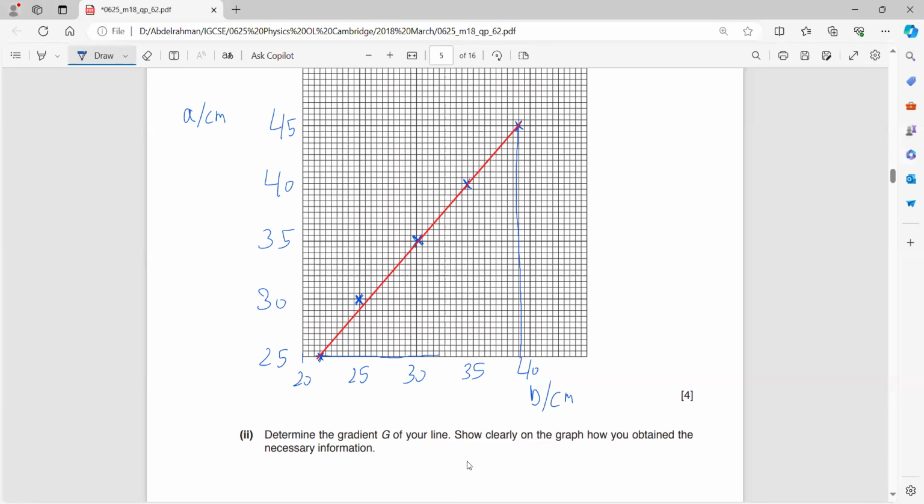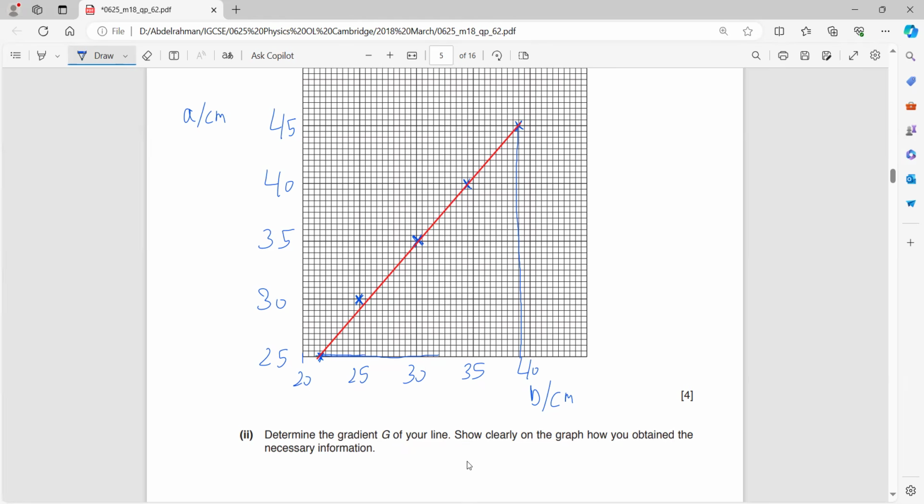Because if you start from the origin in this question, it would be actually wrong. Why? Because most of the graph would be empty. If you leave most of the graph empty, this would be wrong, okay? You have to fill up at least 70, 80% of the graph, okay?